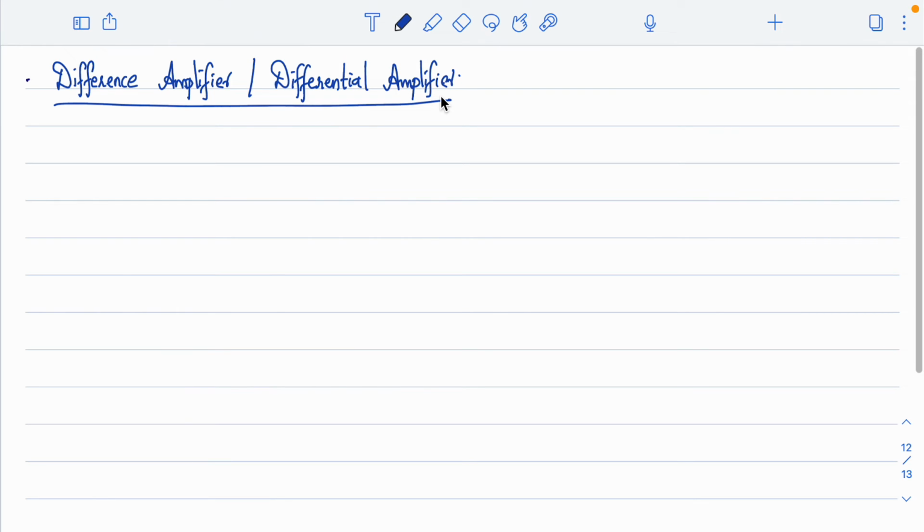The idea behind this difference or differential amplifier is, we have seen what is a single-ended signal and what is a differential signal. This amplifier responds to the difference between two signals applied at the input terminals. So the basic thing is there are two input signals, and this amplifier responds to the difference between the two input signals.